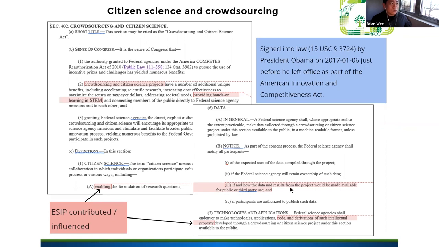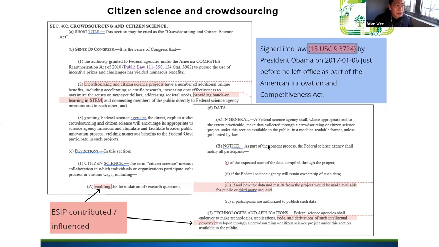To say that, you know, at least we had a part to play in citizen science and crowdsourcing, in authorizing agencies to use citizen science and crowdsourcing as a way to conduct science. So this legislation, this statute, was signed into law. Again, the legal citation is here. I'll go into that a little bit. Signed into law by President Obama just before he left office.